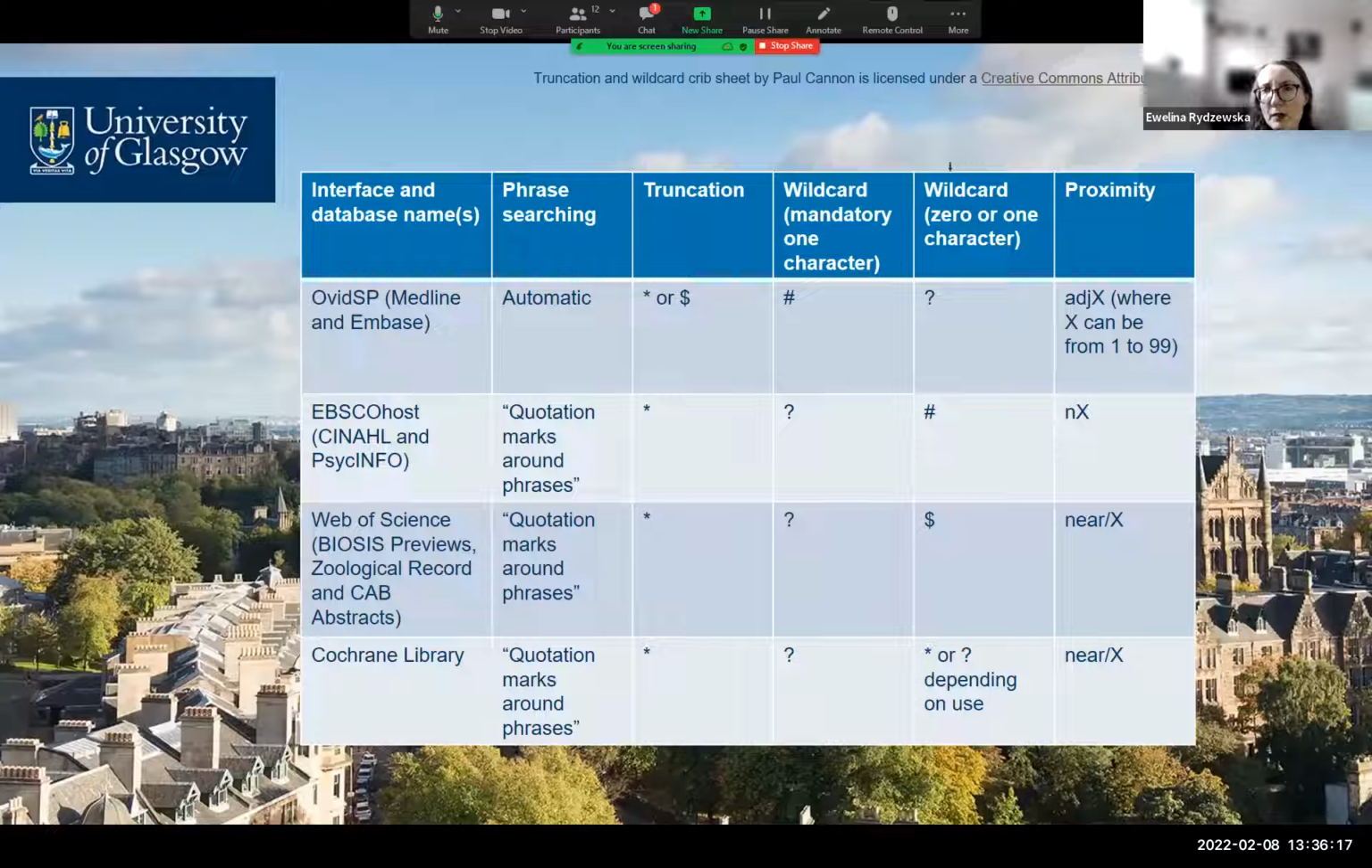And again, for proximity, you can see that there's different syntax to use depending on the databases. So my advice is to always check the type of syntax, that is the type of language, that each database uses, because for example, if you use an asterisk in a place where you're not supposed to use it in Ovid, the search just won't work, at least not like you would want it to work. Any questions so far? Because I feel like this part is quite complicated.